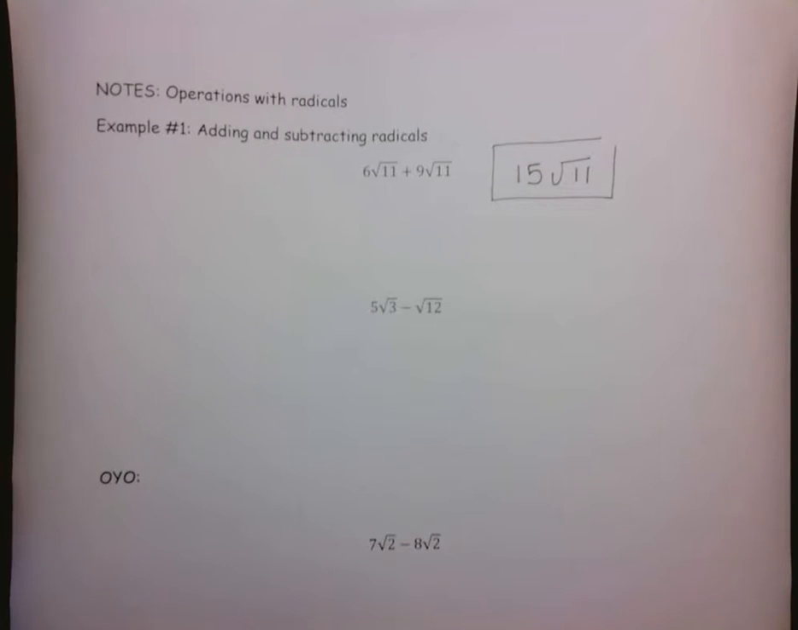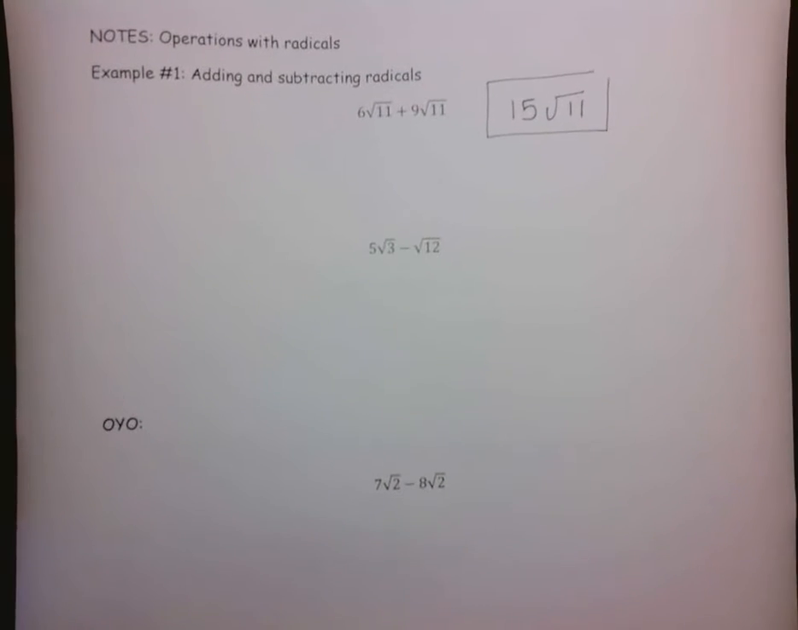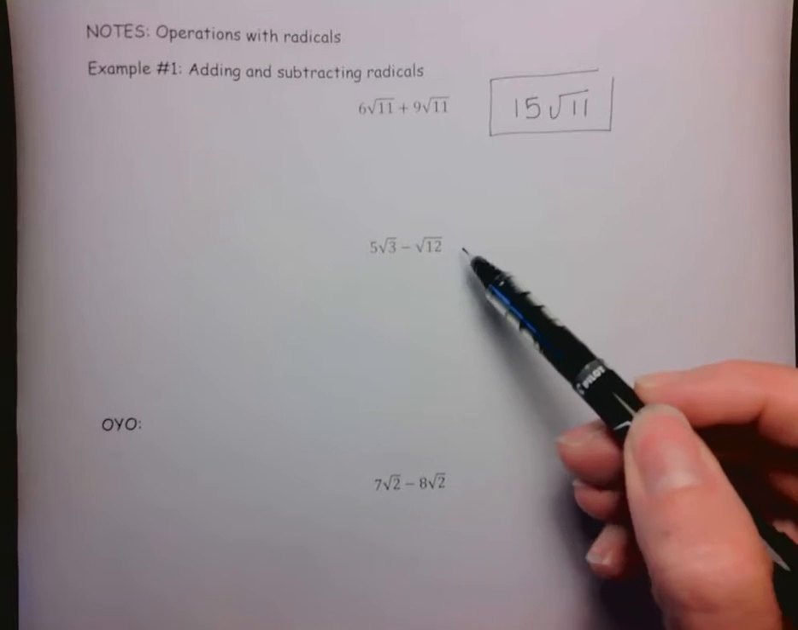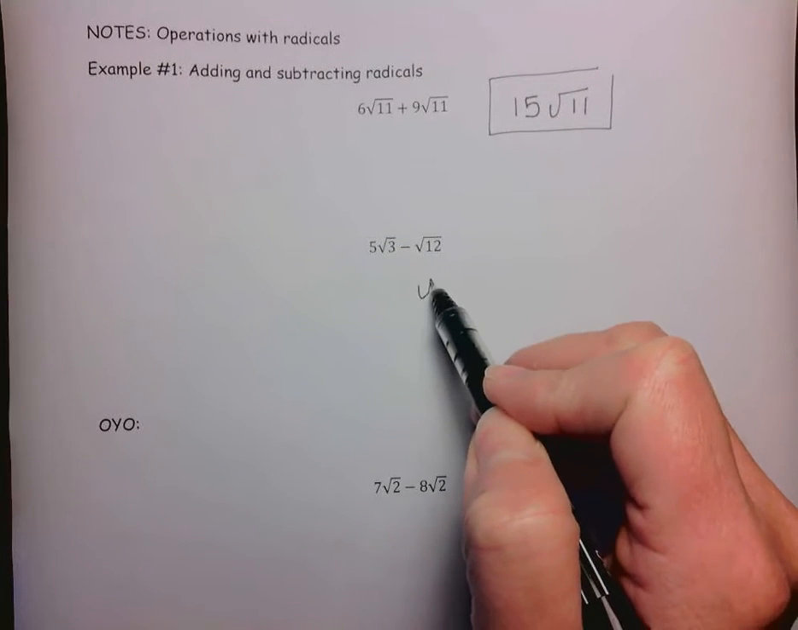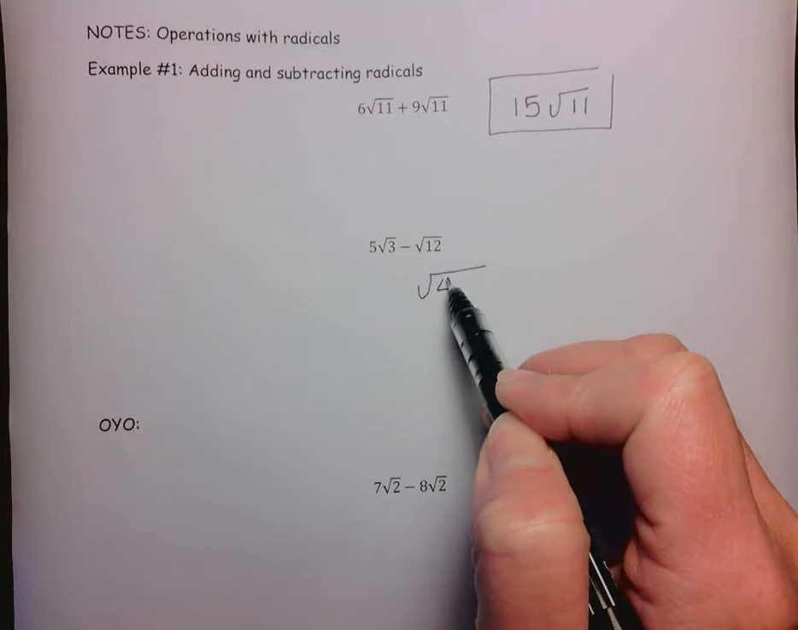5 times the square root of 3 minus the square root of 12. Now, as this is written, I cannot combine these. However, I can simplify the square root of 12. The square root of 12 is the same thing as saying the square root of 4 times 3.